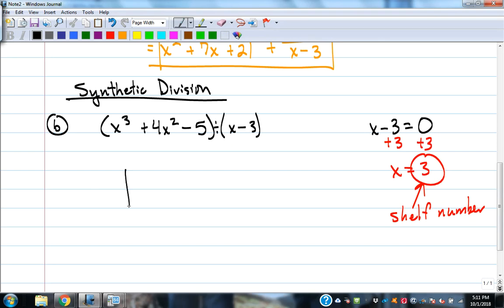This is how you set up synthetic division. Make yourself a little, like a laying down backwards L. Then I put a shelf on the outside here. Kind of looks like we're about to play hangman or something. That number, my shelf number, goes on the outside there. This is where the 3 goes, right here.